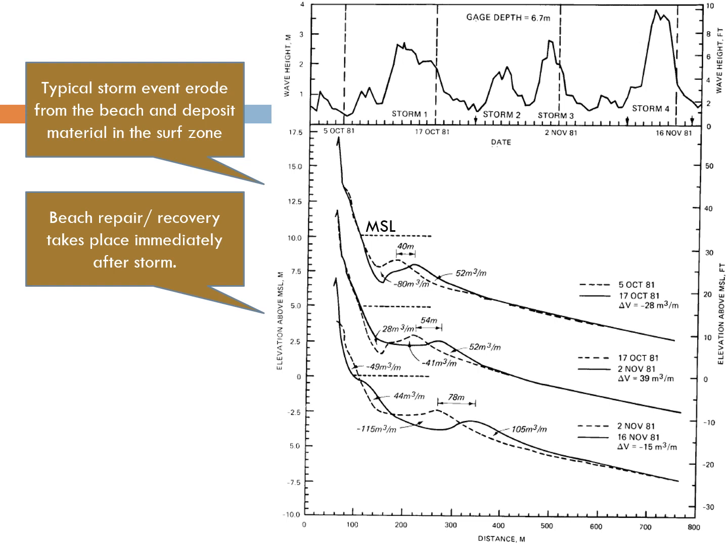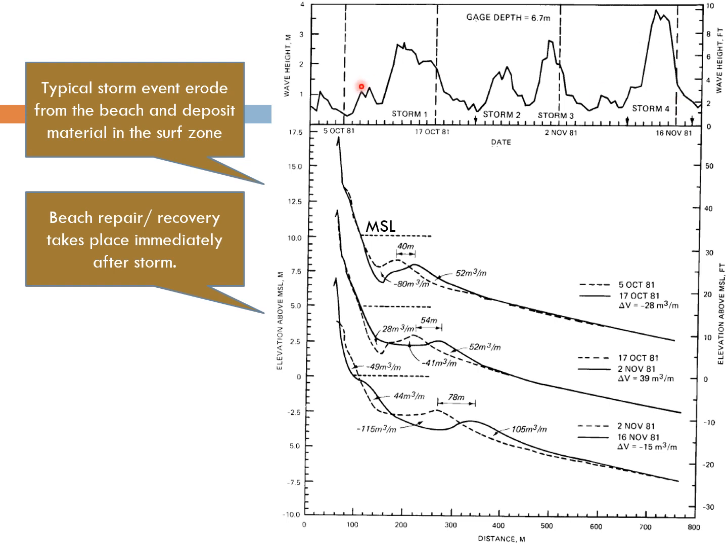On this slide, let's look at how the beach profile responds to a storm event. On the top here, we have the wave height in meter from 5th of October 1981 until 16th October 1981, which is a period of approximately 11 days. We notice that the wave height is in the order of 1 meter, but increased to 3 meters in storm 1, increased to 2 meters in storm 2, increased to 3 meters in storm 3, and up to 4 meters in storm 4.